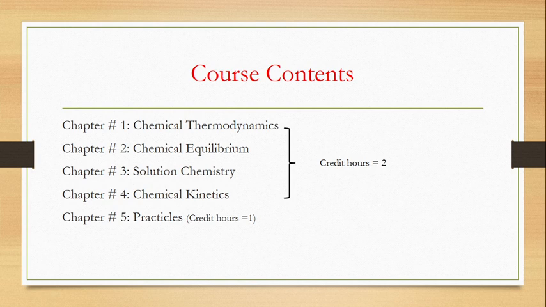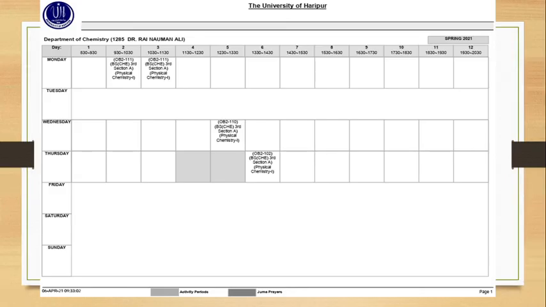Total credit hours for this subject is 3. Chapter number 1 to 4 carries 2 credits. However, chapter number 5 carries 1 credit. Now, this is the timetable of your class. On Monday, Wednesday, and Thursday, we have our classes. On Monday, we have theory as well as practical class. However, on Wednesday and Thursday, we have theoretical classes.